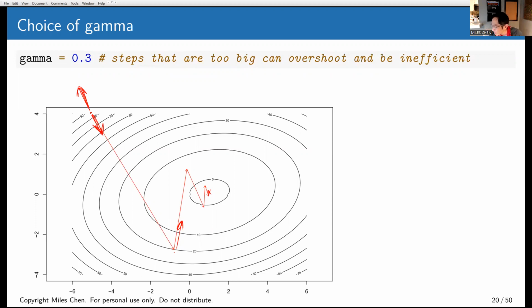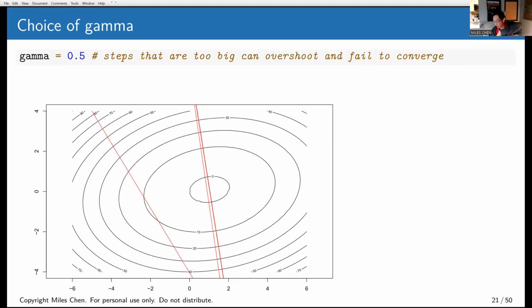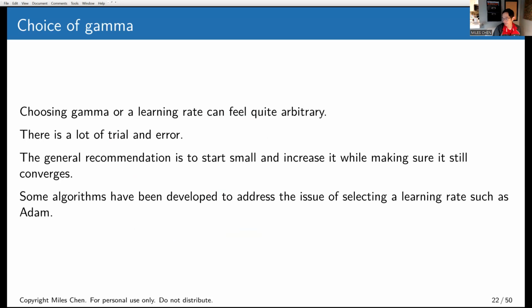So steps that are way too big can overshoot, go past the center, and end up on the other side of the hill, or the valley, or whatever we call this. Then we end up at a higher location, and we won't ever converge because we just keep getting bigger and bigger and bigger. That could happen if you have a really big gamma.